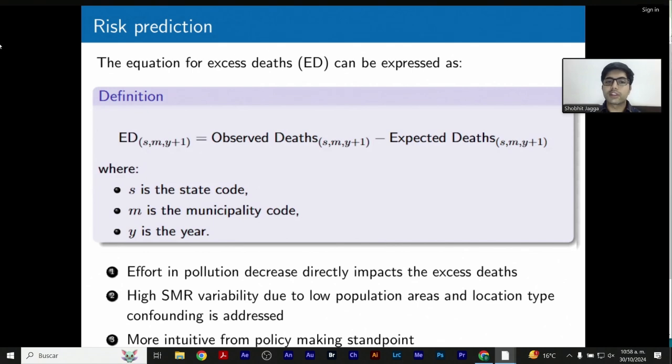Also, areas with low population and low expected deaths lead to noisy SMR values, which would be handled if we take the difference. So, it is more intuitive from a policy making standpoint also that we try to target more affected people.